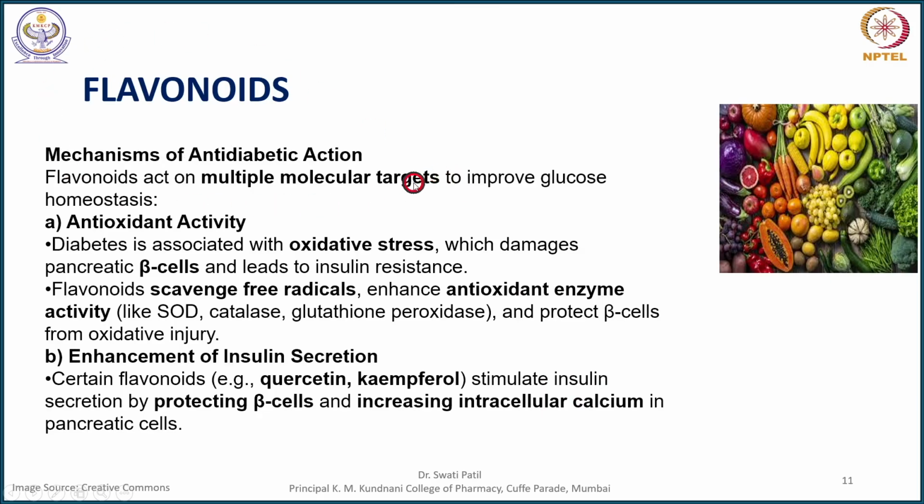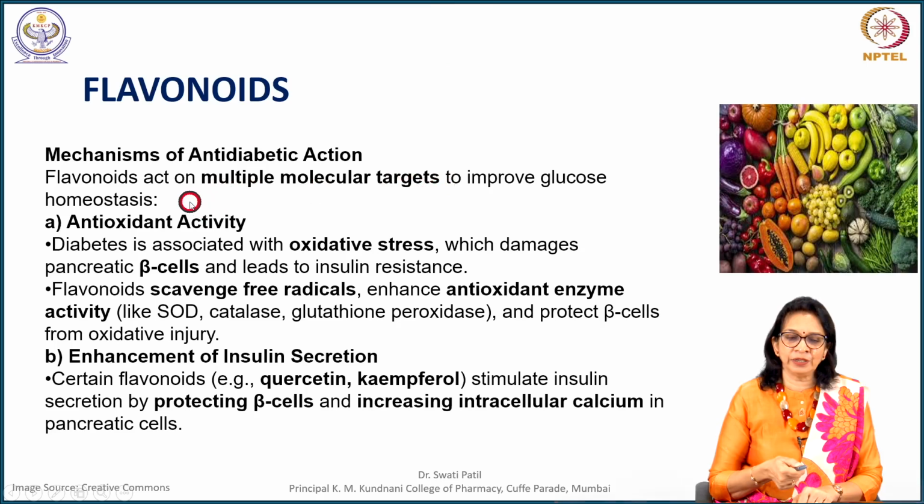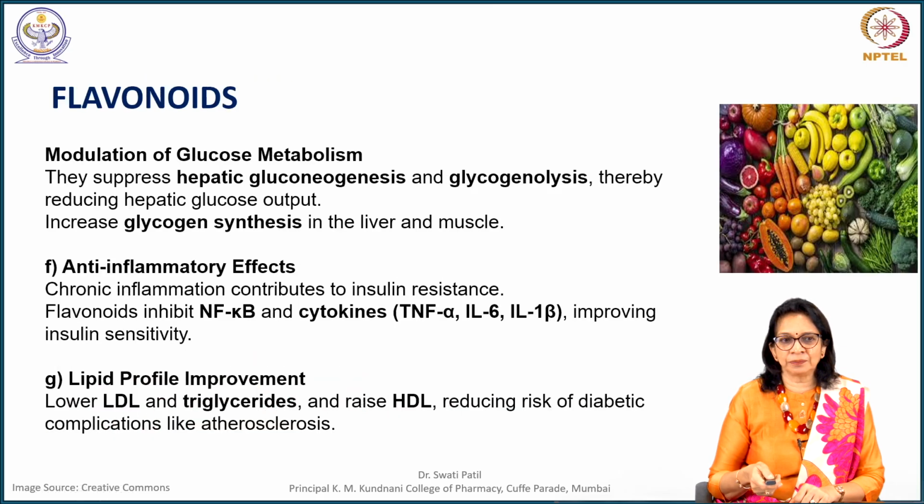The mechanism of flavonoids as anti-diabetic is that they act as antioxidants and act on multiple molecular targets. Antioxidant action is one of them, where these flavonoids reduce the oxidative stress which damages pancreatic beta cells. They act as excellent free radical scavengers and enhance the antioxidant enzymes. They also enhance insulin secretion. Certain flavonoids like quercetin and kaempferol are known to stimulate insulin secretion by protecting the beta cells of the pancreas. They help in modulation of glucose metabolism, suppressing hepatic gluconeogenesis and glycogenolysis, thereby reducing the hepatic glucose output. They are anti-inflammatory and they help in improving the lipid profile.